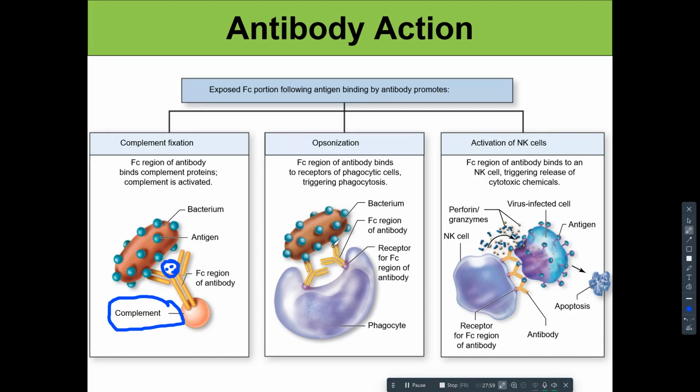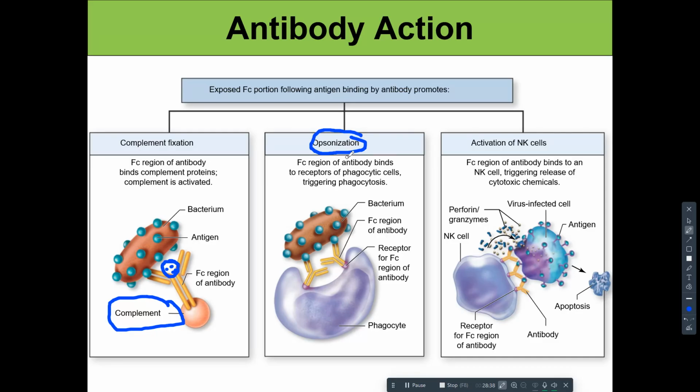Also, sometimes when an antibody grabs onto a bacterium, it changes its structure and exposes a portion of the antibody that phagocytes are really attracted to. So if a phagocyte bumps into that part of an antibody, when the antibody has grabbed onto something, that makes it almost a certainty that the phagocyte is going to do some phagocytosis. And remember, that was called opsonization.